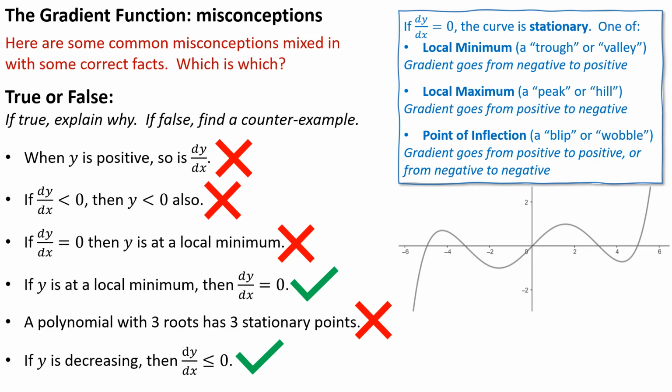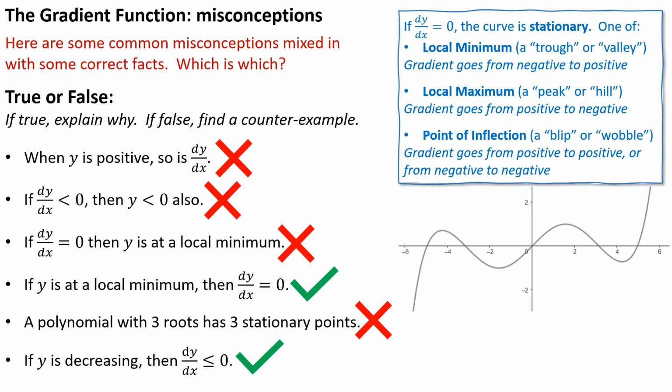So, a bit of extra detail. If you take a close look at a local minimum, you will find that it's not just that the gradient is 0, but the gradient is transitioning from negative to positive. As you read from left to right, at a minimum, the gradient goes from negative to 0 to positive. The opposite happens at a maximum, where it goes from positive to 0 to negative.